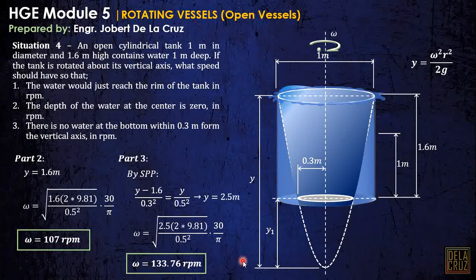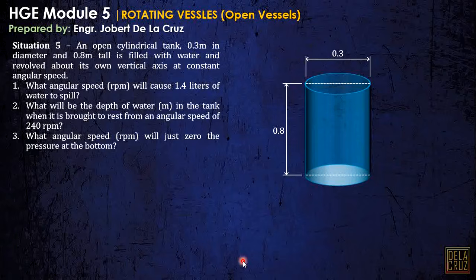Okay, situation 5. An open cylindrical tank pa rin, 0.3 meters in diameter and 0.8 meters tall, as you can see in the figure, is filled with water. Filled meaning napuno siya ng water. Revolve about its own vertical axis at a constant angular speed. Okay, so ano yung mga tinatanong dito? What angular speed will cause 1.4 liters of water to spill? Okay, spilling na naman. Spilling of water.